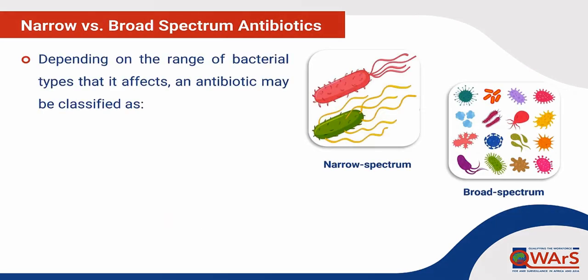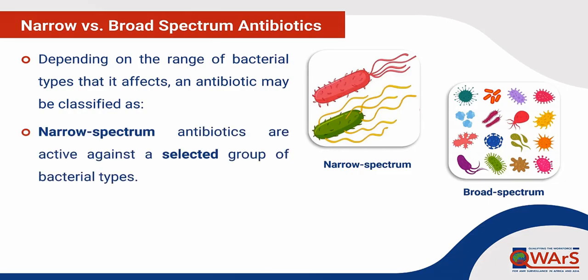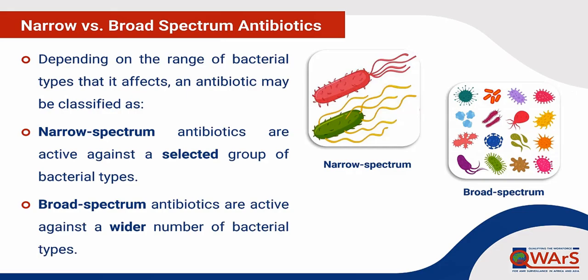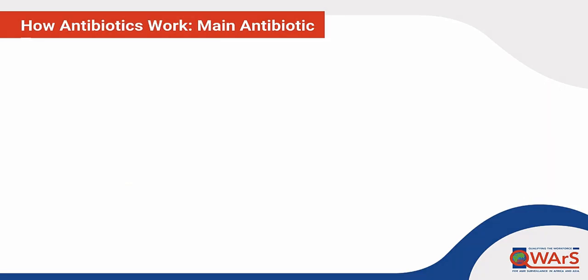Antibiotics can also be narrow or broad spectrum depending on the range of bacterial types they affect. Narrow spectrum means the antibiotics are active against a selected group of bacteria and therefore treat specific infections. Broad spectrum refers to antibiotics that are active against a wider number of bacterial types and may therefore be used to treat a greater variety of bacterial infections.